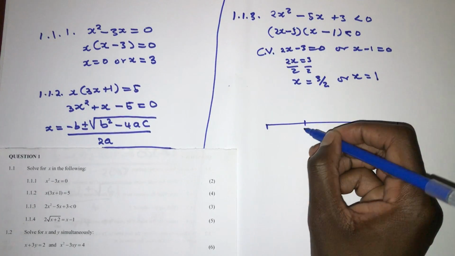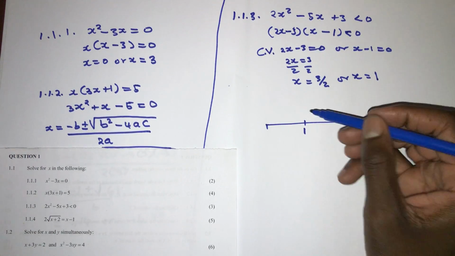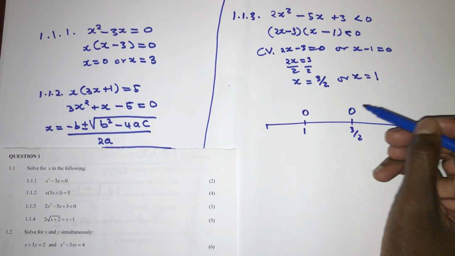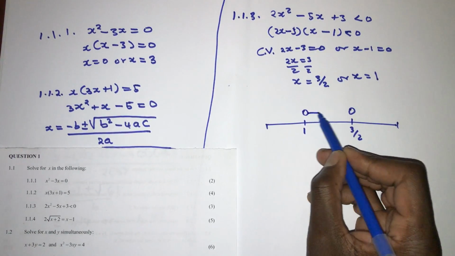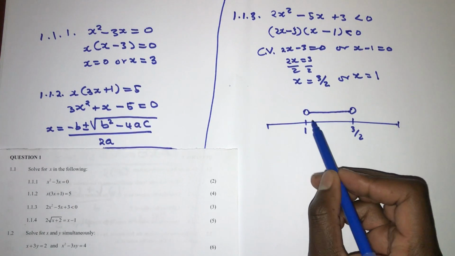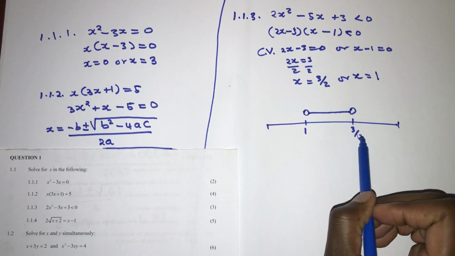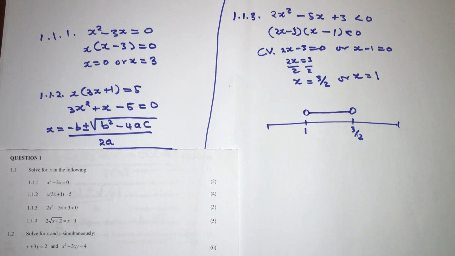So here we're going to have 1 and 3 over 2. Since it says less, all the answers are here. If it's greater, you show both sides. So since it's less, it means that our answers are between 1 and 3 over 2, not after 3 over 2, not before 1.